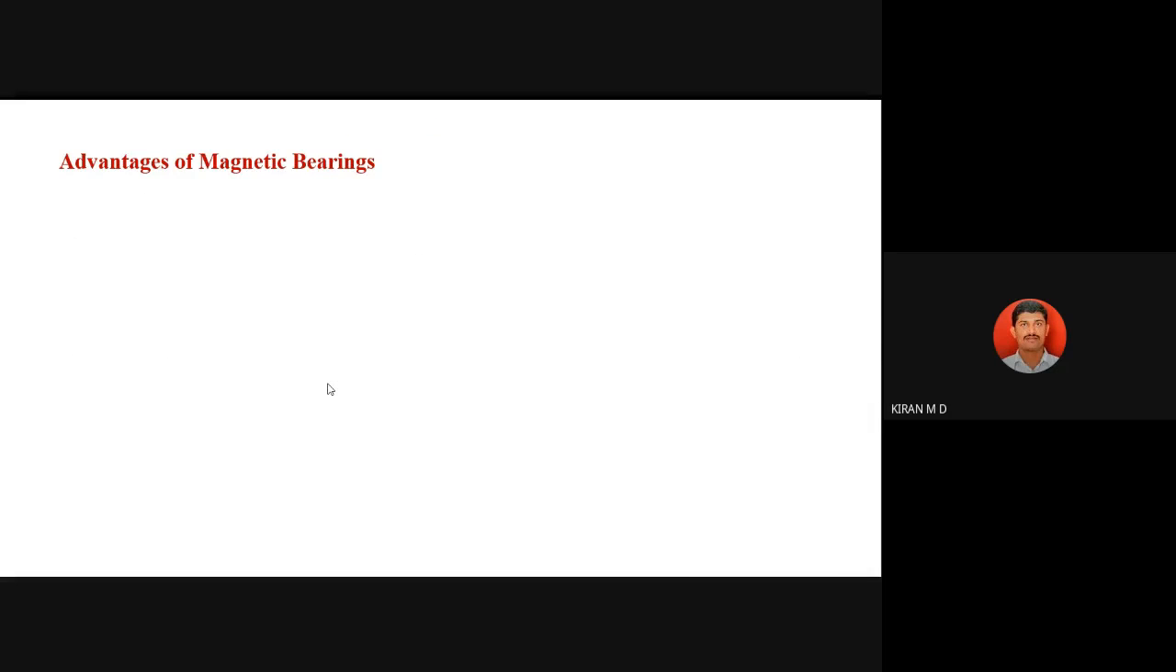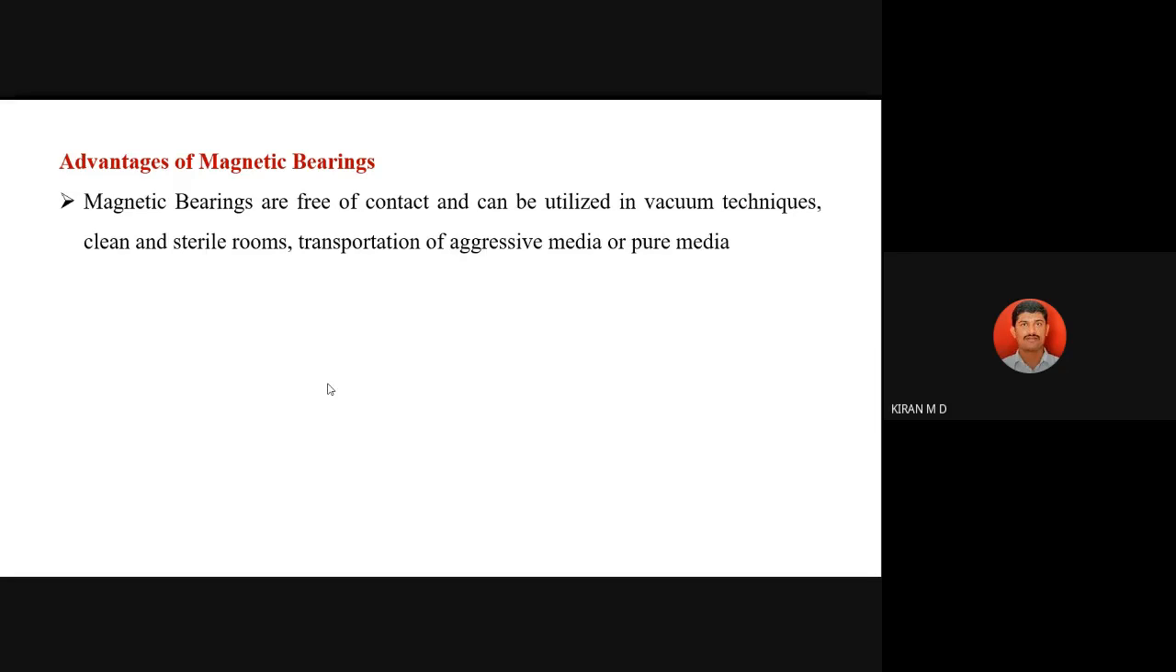Now first we will discuss a few advantages of magnetic bearings. Magnetic bearings are free of contact. They can be utilized in vacuum technique also, in clean and sterile rooms, and for transportation of aggressive media or pure media. It means it is free from contact with the bearing surface or shaft surface, and also in case you are using the bearings in a vacuum application.